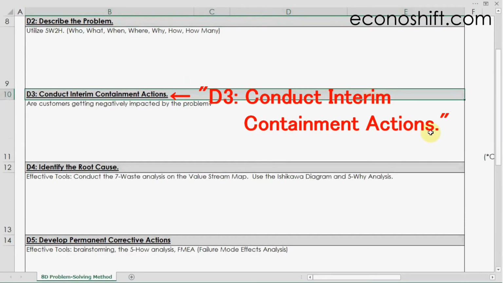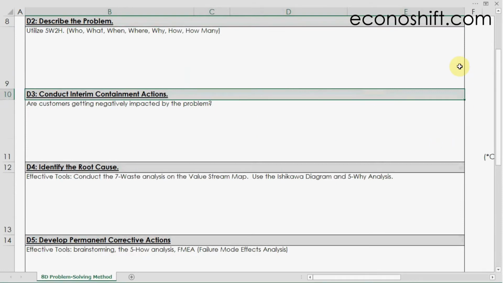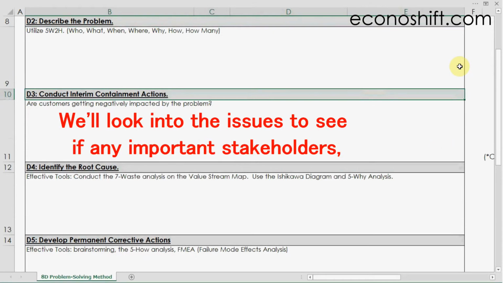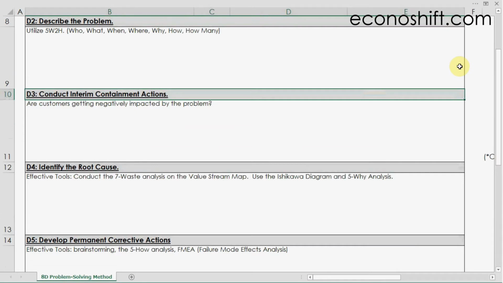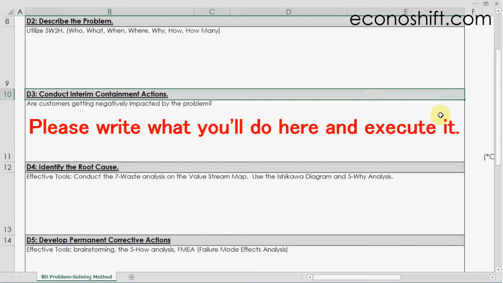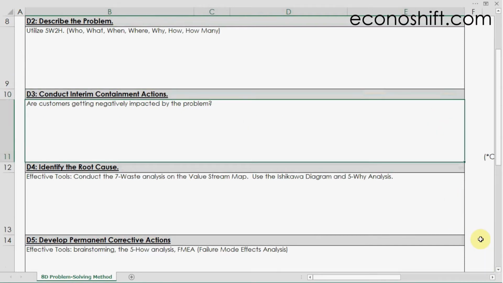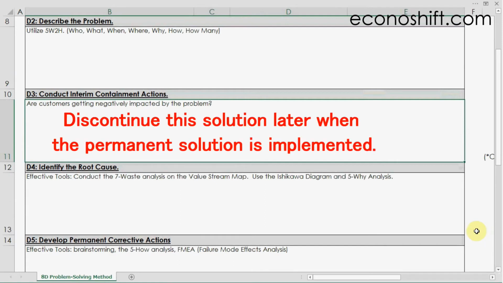D3, conduct interim containment actions. In this stage, we'll look into the issues to see if any important stakeholders, especially our customers, are getting negatively impacted by the problem. If so, we have to deal with that quickly to eliminate it or minimize it. Please write what you'll do here and execute it. However, this is a temporary solution, so discontinue this solution later when the permanent solution is implemented.